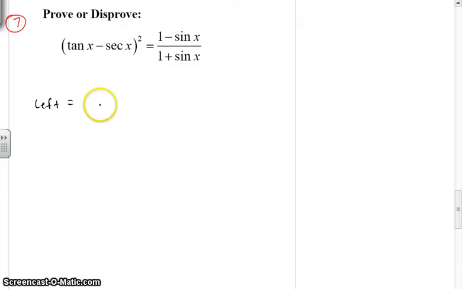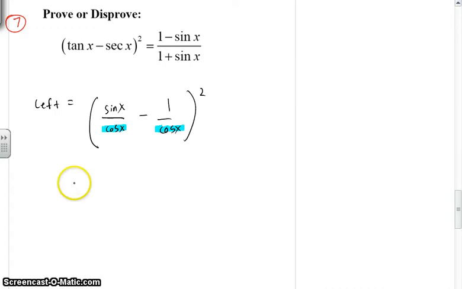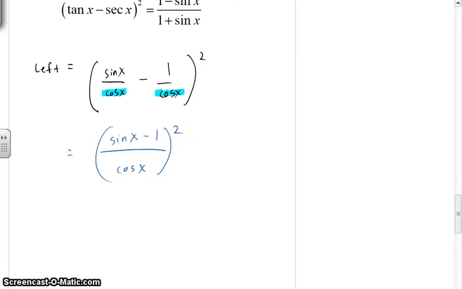So I'm just going to go ahead and change them. So I've got sine x over cosine x minus 1 over cosine x, all squared. These already have a common denominator, so let's go ahead and put those together first. That's all squared. Let's just do this: sine x minus 1 squared over cosine squared x.